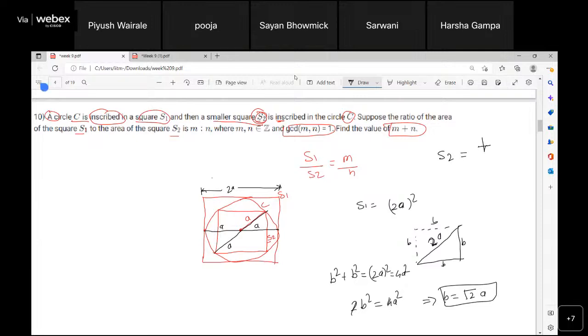So what is the area of square S2 then? B square, so it will be root 2A whole square, which is 2A square. And here it is 4A square. So S1 upon S2, that is 4A square upon 2A square, will be 2:1, right? So M plus N will be 3, right? Yes.